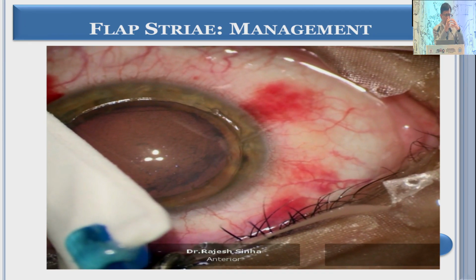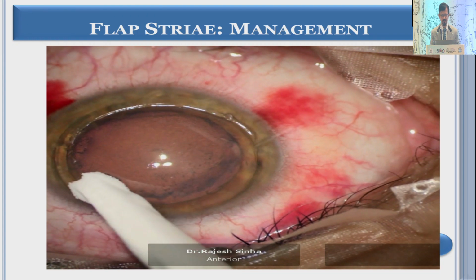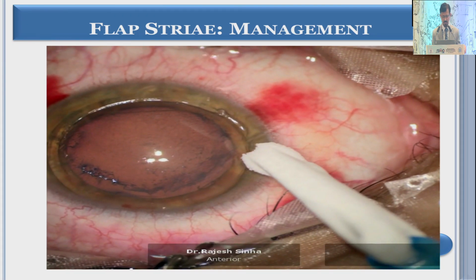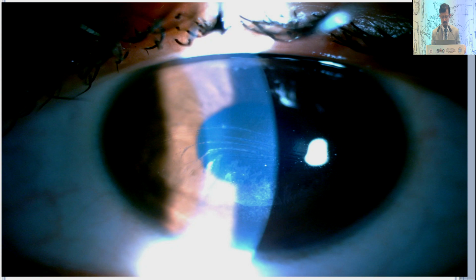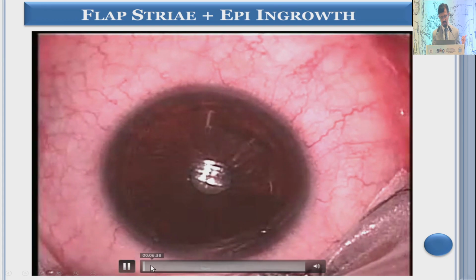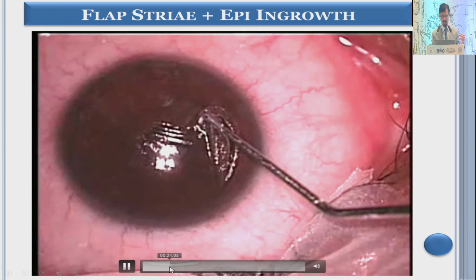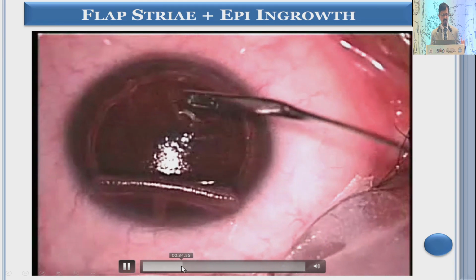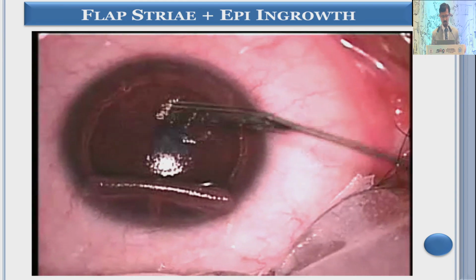The idea is to swell the stroma of the flap so that the flap stria disappear, and it works very well. Sometimes you can have a trauma, like in this case, the patient had a trauma, and then you can see the flap from here has moved, so it is a dislocated flap with flap stria, and there is epithelial ingrowth as well. As you can see in this photograph, there is presence of epithelial ingrowth. So in such a case, again, you have to lift the flap, and once you lift it up, debride the epithelial ingrowth, whatever is there.